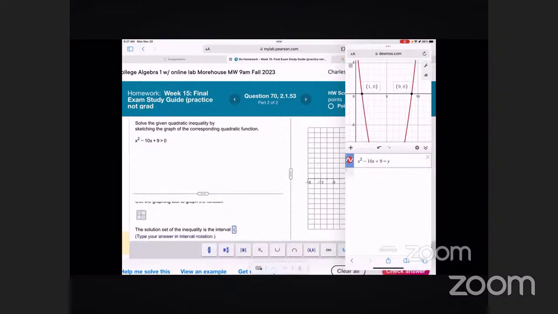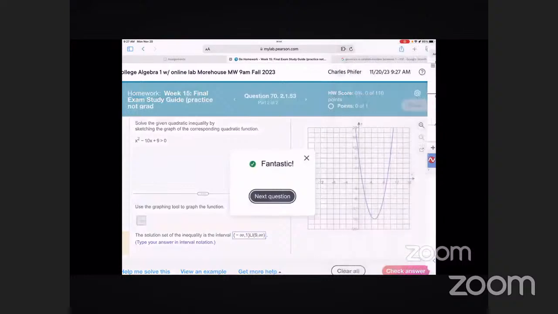To the left of 1, all the x values go from negative infinity up to 1. But it's not above 0 at 1, so we need to use a parenthesis. Then we say union, and then from 9 to infinity. So a little bit of technical difficulties there, but we got it eventually.